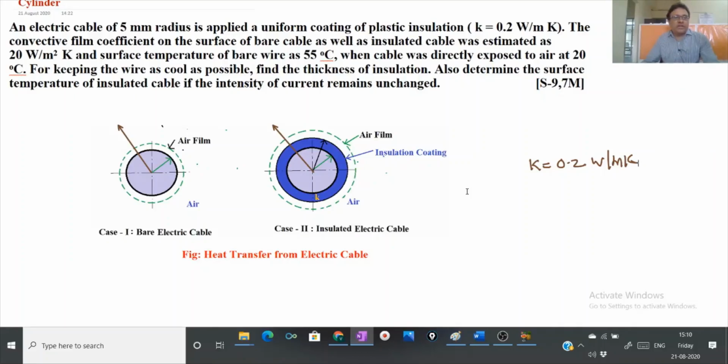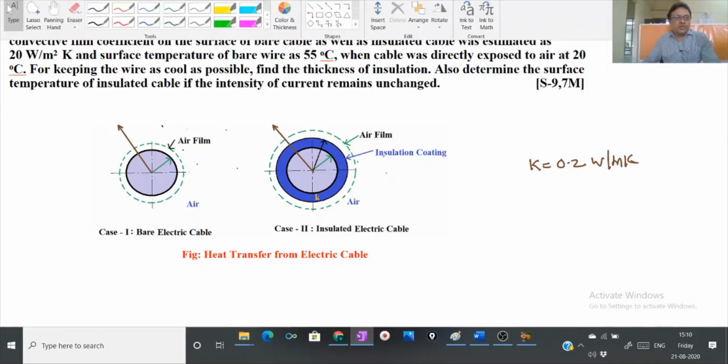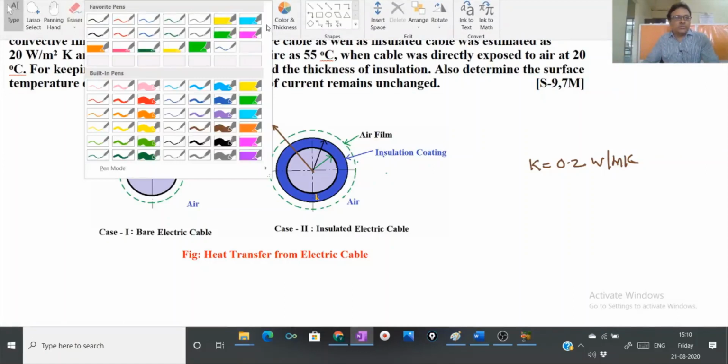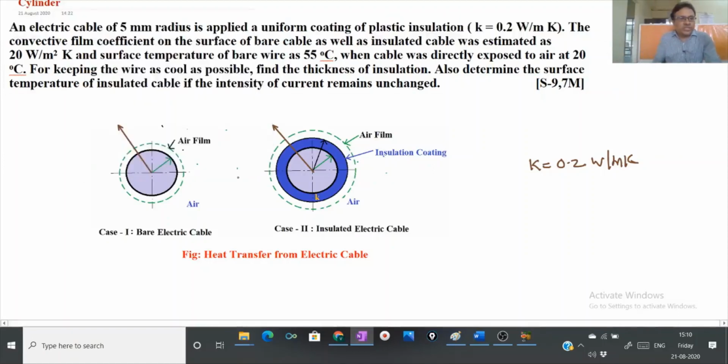For keeping the wire as cool as possible, find the thickness of insulation. Also determine the surface temperature of insulated cable if the intensity of current remains unchanged. So in order to solve this problem, let us draw the schematic first.